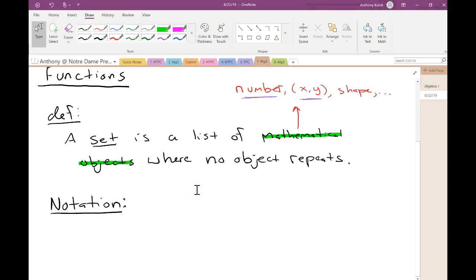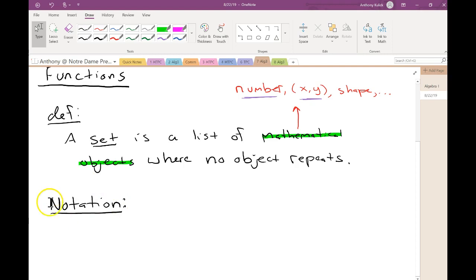So this first topic we're going to talk about is functions. We're going to start with a definition. That definition is of a set. We say a set is a list of mathematical objects where no object repeats. In this class, when we talk about mathematical objects, we're mostly going to be talking about numbers and ordered pairs, but you could have sets of shapes or many other things. But in this course, we're really limiting our discussion to sets of numbers or sets of ordered pairs.